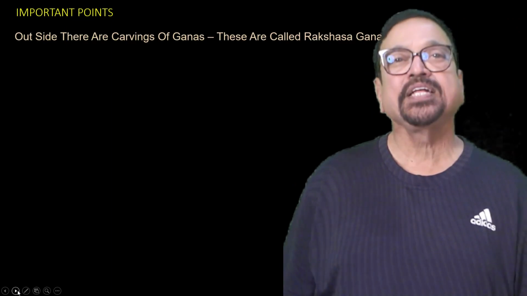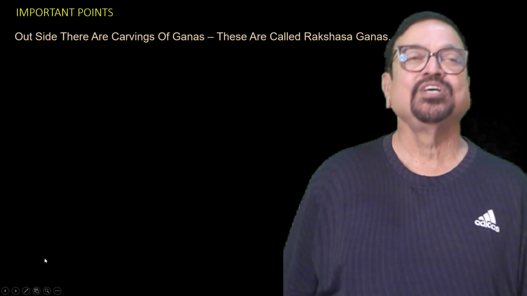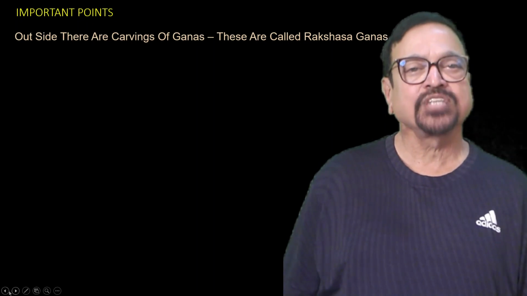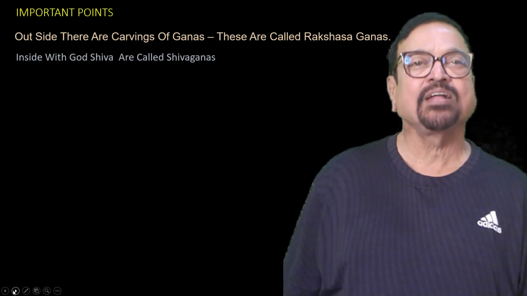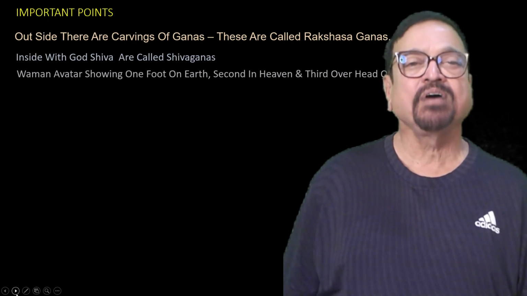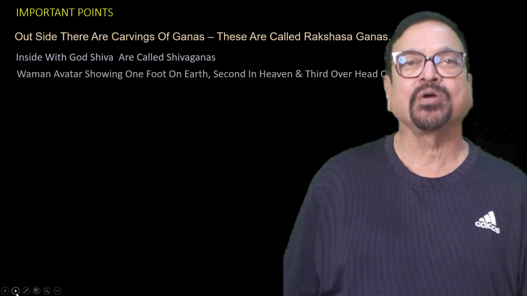What we are going to observe in this: outside there are carvings of Ganas. What are Ganas? They were for Shiva. They are called Rakshasa Ganas when they are outside, and when they are inside, they are called Shiva Ganas. They are the protectors not only of Shiva but of the temple from bad evils. At the gate they are standing and blocking all these things.